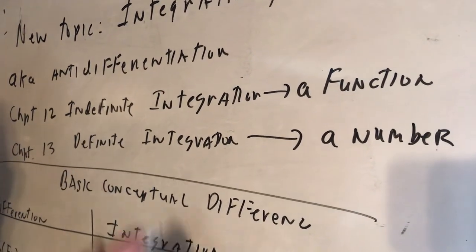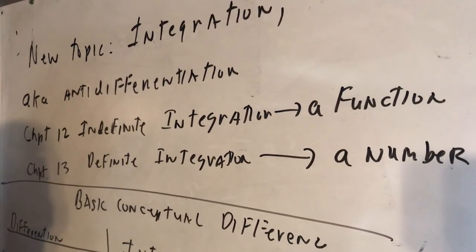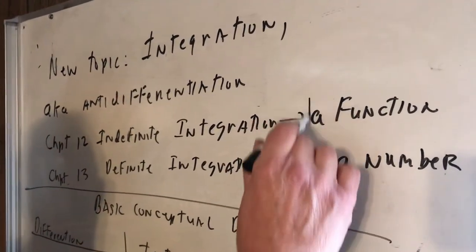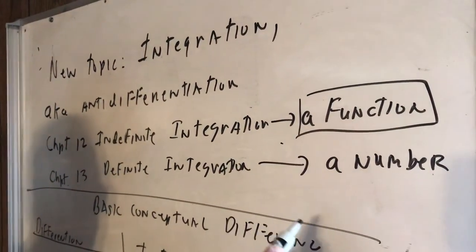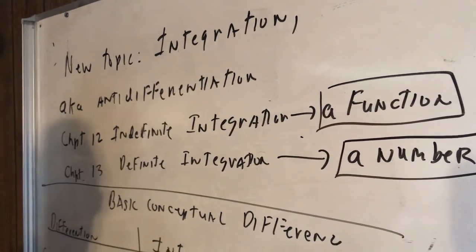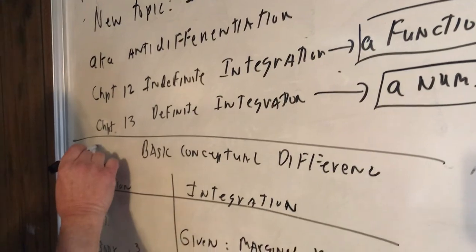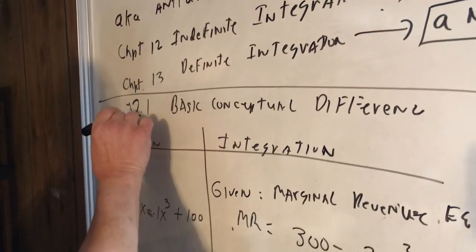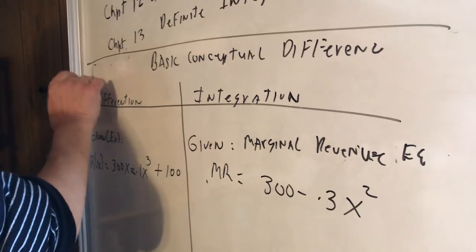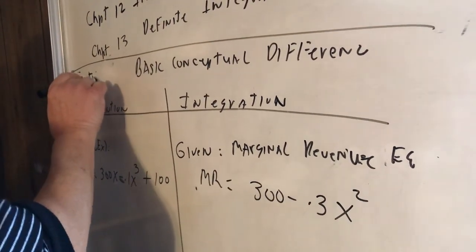Now, it doesn't mean that we're unsure of what we're doing here, but basically, indefinite integration will yield a function. Definite integration will yield a number. So we're going to start on Chapter 12, Section 12.1. Well, let me write that here. That's where we are right now.